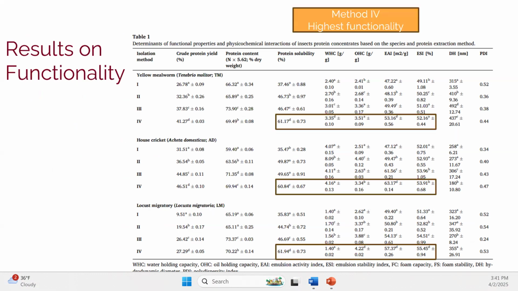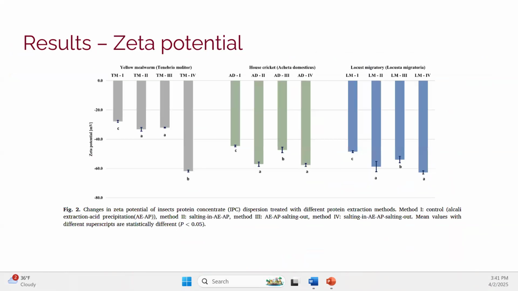In terms of functionality, again, method 4, the hybrid method involving both salting in and salting out, resulted in the highest functionality by having the highest protein solubility, over 60% for all the insects observed. Zeta potential.